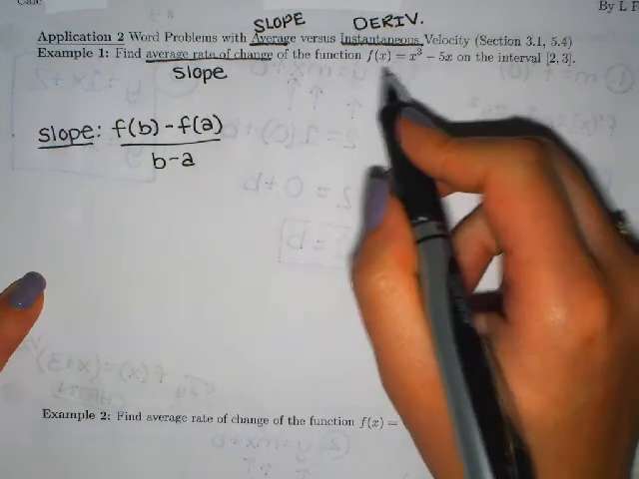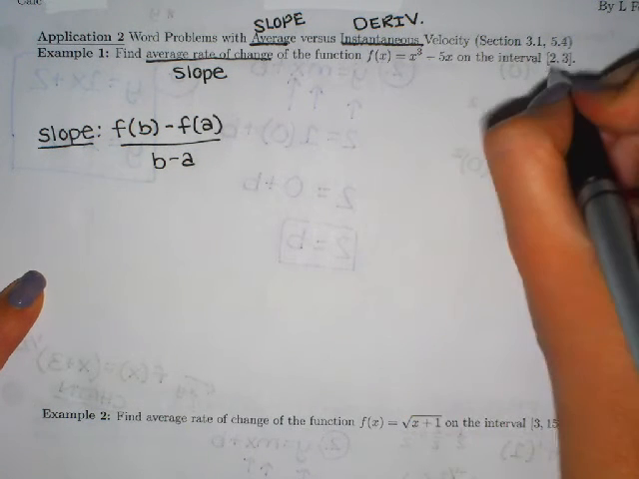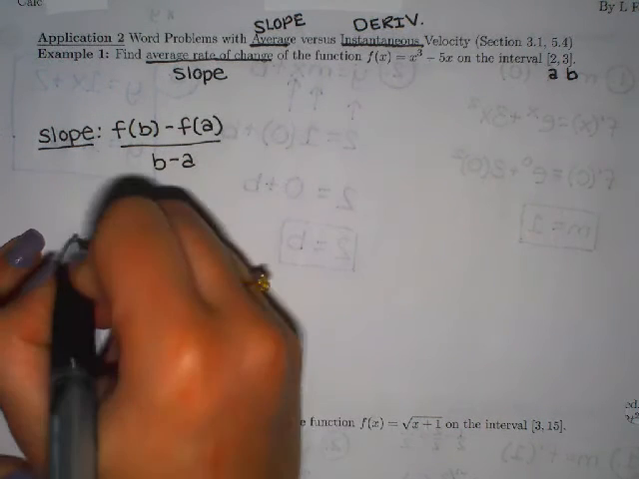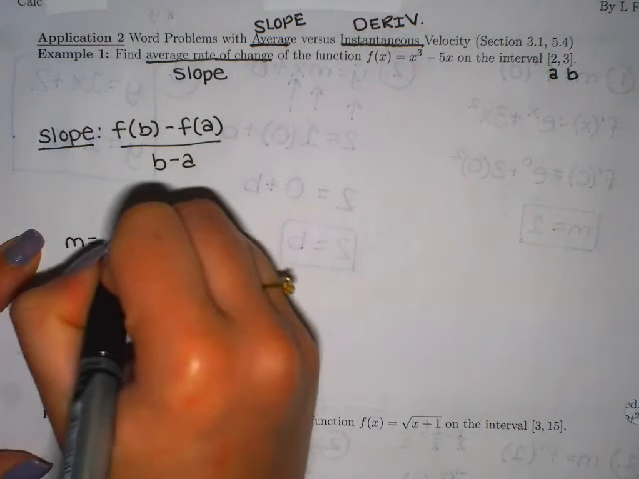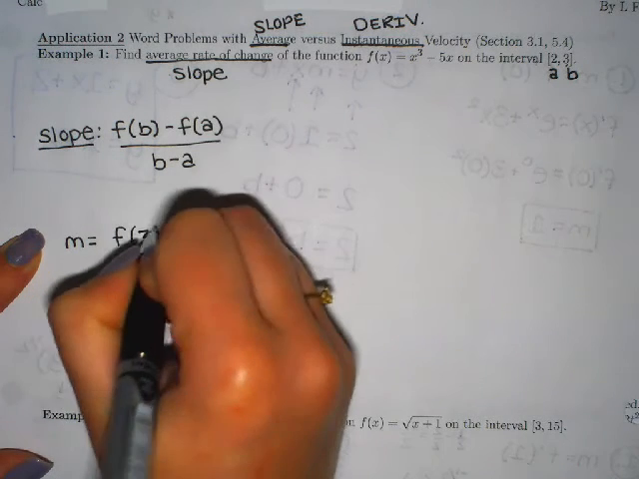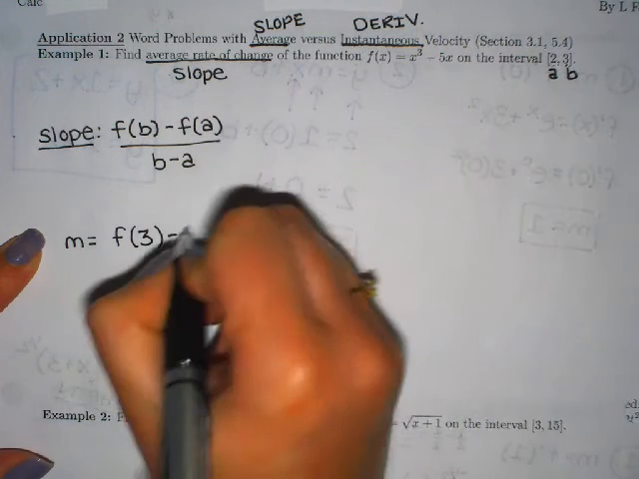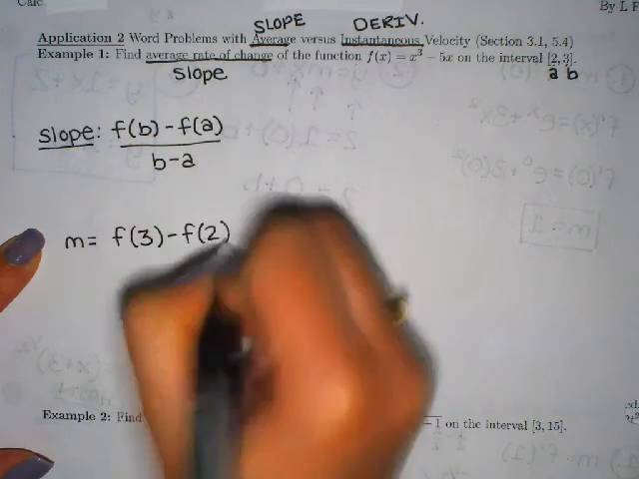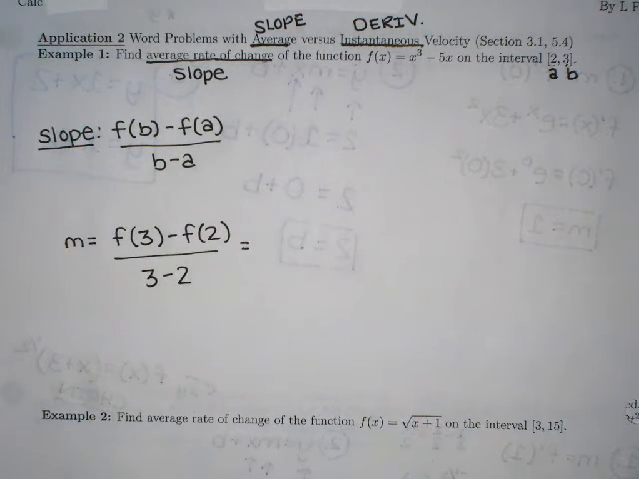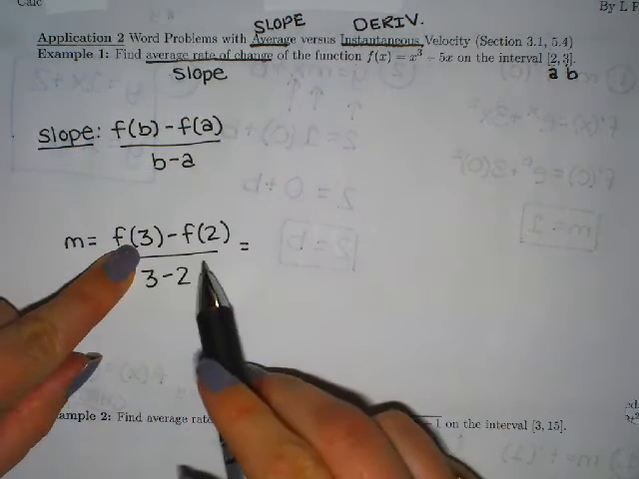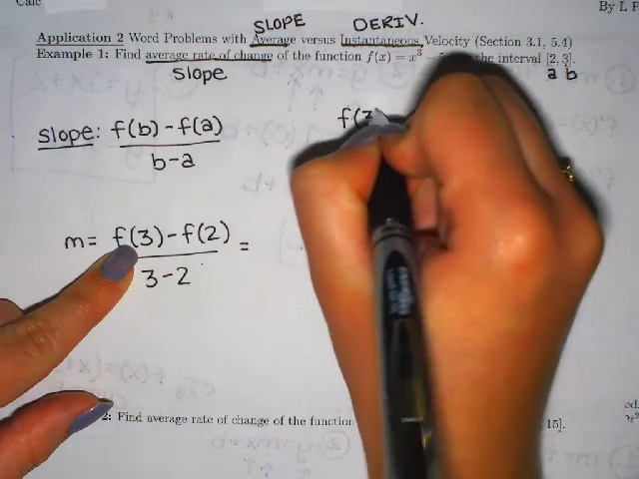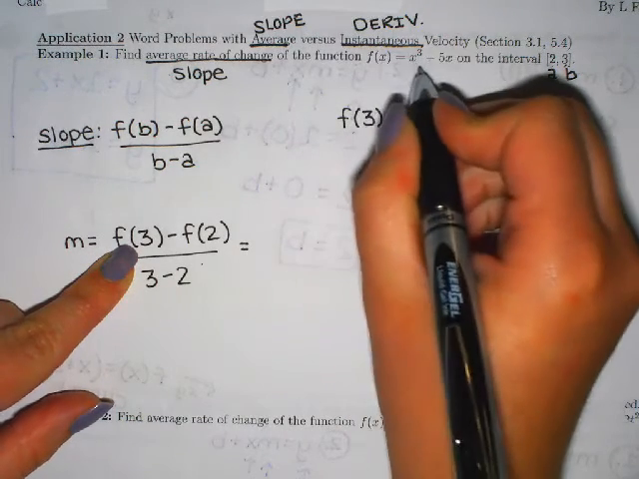And for this one, here's our function that we're going to plug into to find the y values. And this interval from 2 to 3 is our a to b. So for this slope, we're going to do f of b, which is 3, minus f of a, which is 2, over b minus a, which is 3 minus 2. So how do we find f of 3? Well, we can show the side work for this one just so when you go to study for the final, you're not like, how did I get that number? F of 3, it comes just from plugging into the function.